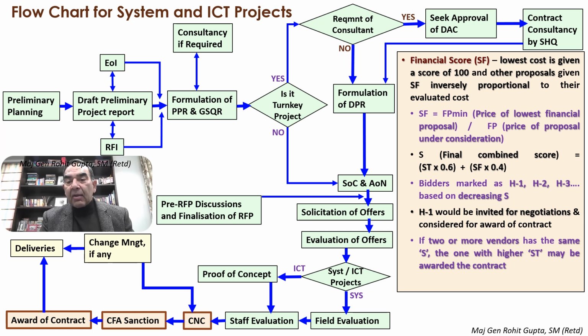And the bidders are marked as H1, H2, H3 based on the decreasing S, and the H1 is invited for negotiation and consideration for award of contract. If there is a possibility of two or more vendors having the same S, that is the final combined score of both the technical and the financial, the one that has the higher technical score between them will be given the contract. Therefore, the emphasis again on the technical aspect. Thereafter, the normal procedure takes place, that is the CFA sanction is taken and the award of contract is done.